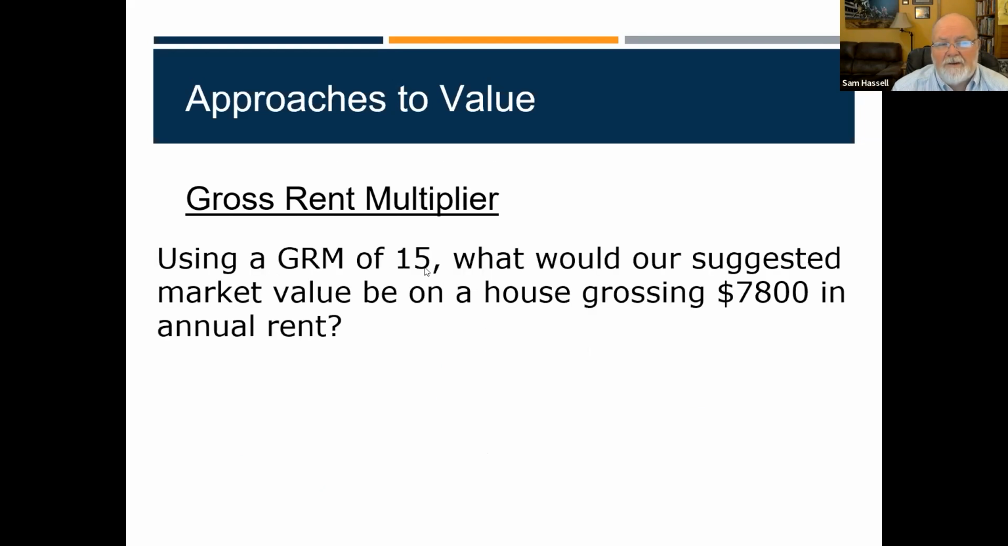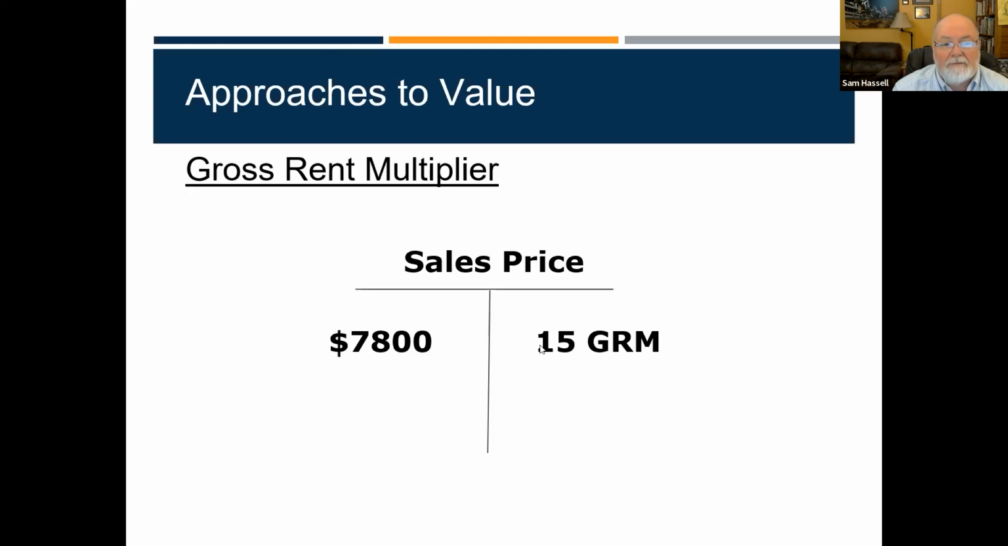So using a gross rent multiplier of 15, what would our suggested market value be on a house grossing $7,800 in annual rent? All right. So we're going to take that $7,800 and we're going to multiply by 15, right? Seems to me to be the way I'd do it. Multiply by 15 and come up with a sales price, $117,000.